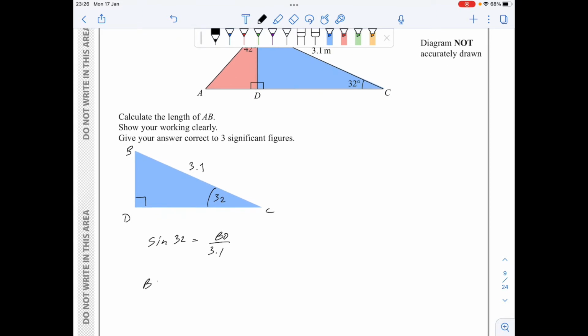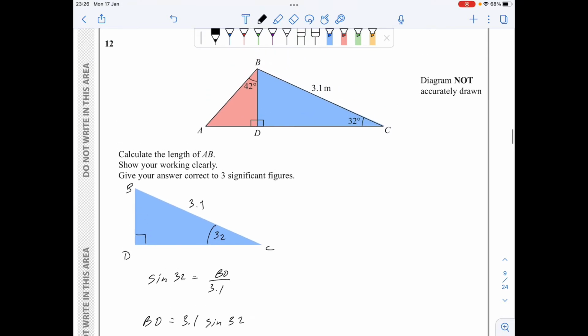So BD is equal to 3.1 × sine of 32, which gives me 1.6427, and so on. And then I will work with triangle ABD, and now we'll use the cos ratio.